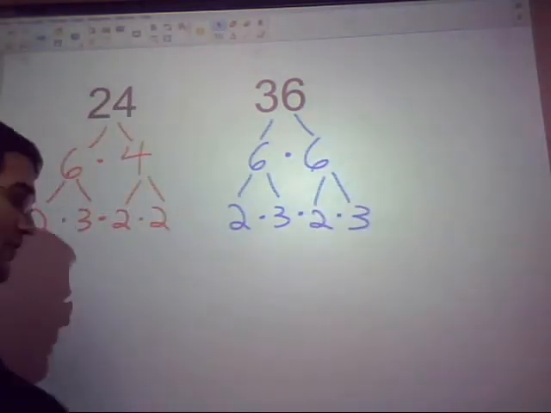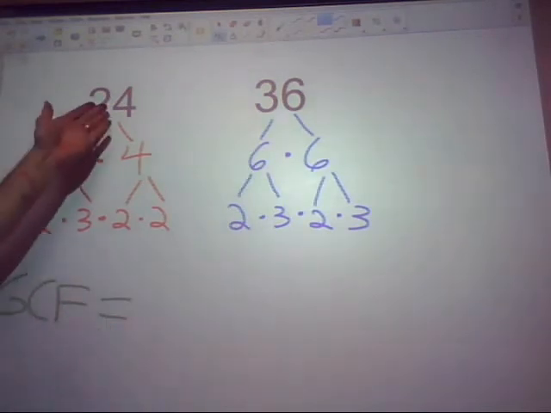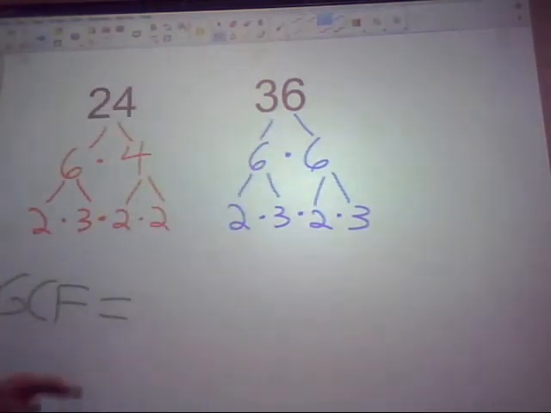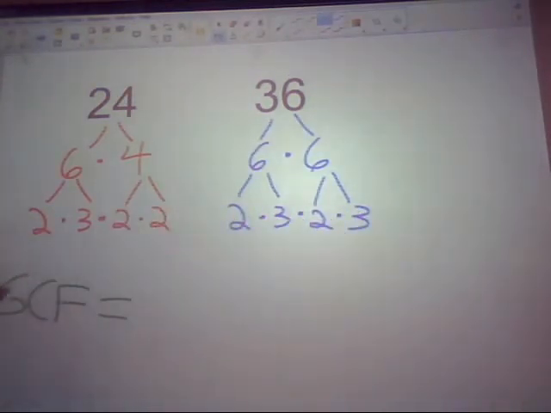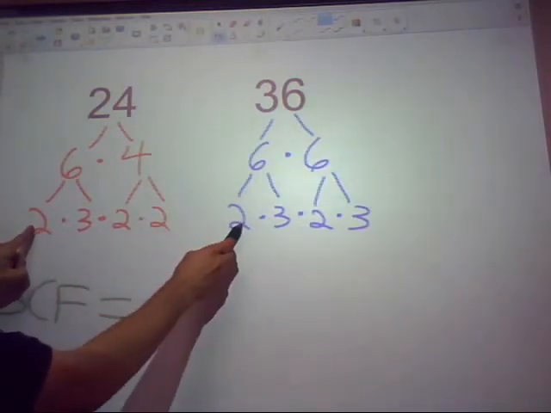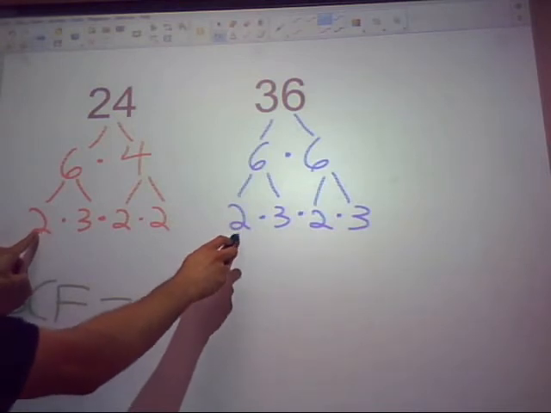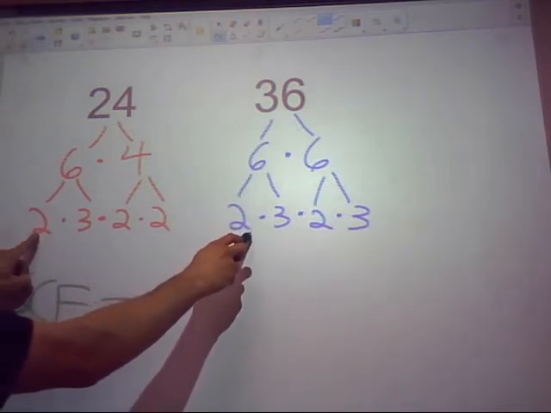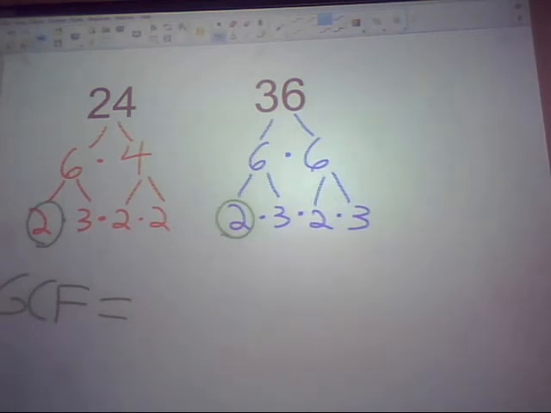Okay, if I want to find the greatest common factor of 24 and 36, all I need to do is circle whatever is in common to the prime factors of these terms. So I'm going to start all the way at the left. My first term is 2. I'm going to look at the prime factors for 36 and see if there's anything matching over there. And I see that 36 also has a prime factor of 2. So I'm going to circle that 2. So far they have a 2 in common.